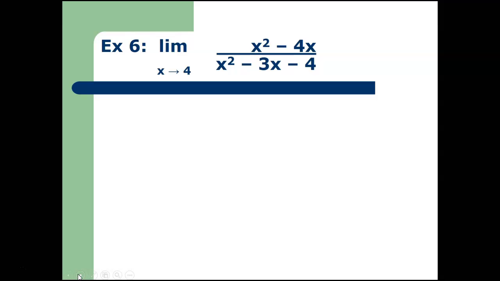Okay. The limit as x approaches 4. So again, first thing you have to do is technically plug in your 0 and show, or plug in 4 to show it's 0.